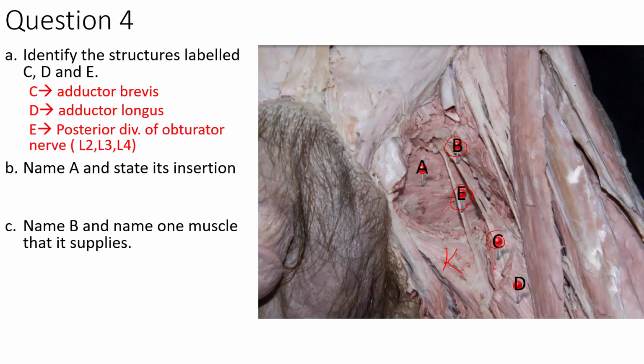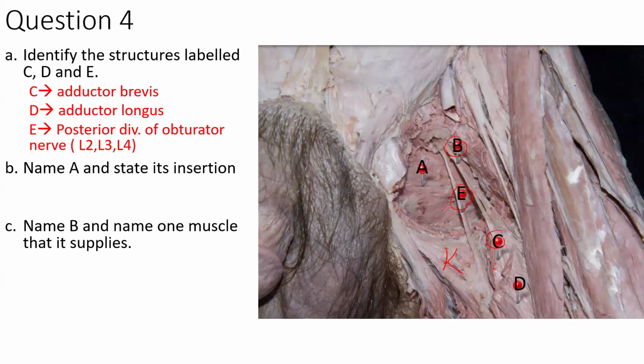But the posterior division or the dorsal division of the same ventral rami gives rise to the femoral nerve. So both nerves come from the ventral rami of L2, L3, and L4. Only that obturator nerve comes from the anterior division, whereas femoral nerve comes from the posterior division.